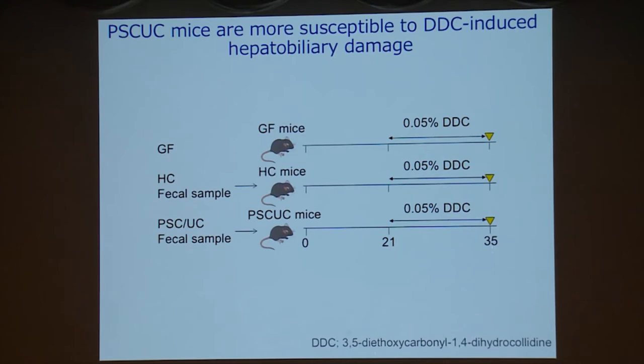Despite a robust Th17 priming in the liver, PSC-like cholangitis was not induced in the liver of PSC-UC mice, even by a long-term observation up to 19 days. Thus, we questioned whether PSC-UC mice showed increased susceptibility to the experimental hepatobiliary injury by DDC feeding for 14 days.